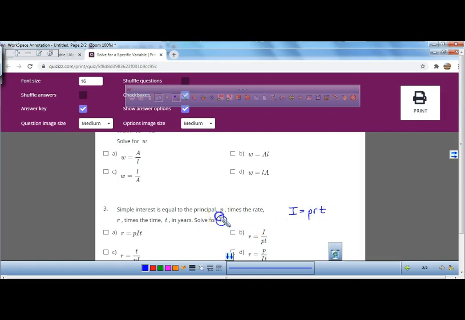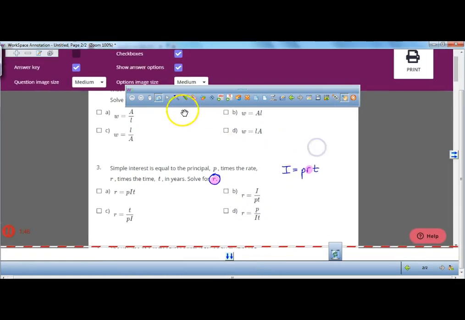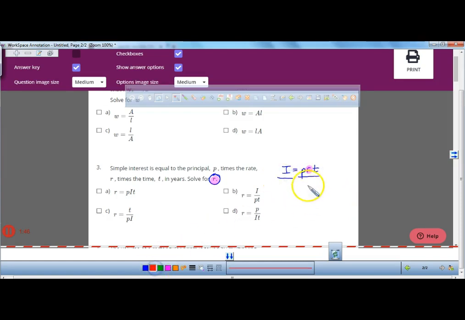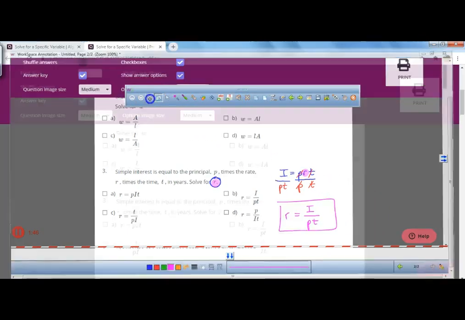Now it says we want to solve for what letter? Solve for R. So we'll be solving for the letter R. All right, see if we can do that. If I'm solving for R, that means I'm going to have to divide both sides by P and by T. So what happens? These cancel out, and your rate is equal to the interest divided by the principal times time. And that would be your answer: I over P T. I'm not going to tell you the answer, but you can clearly see it. Let's do another one.